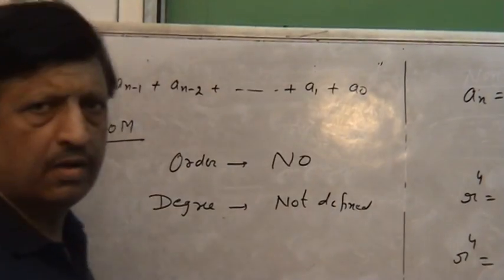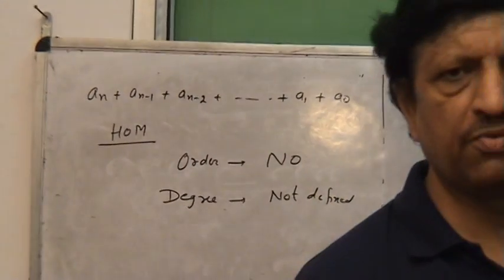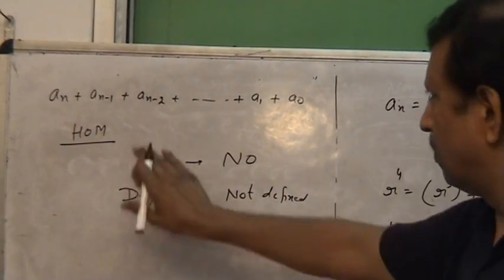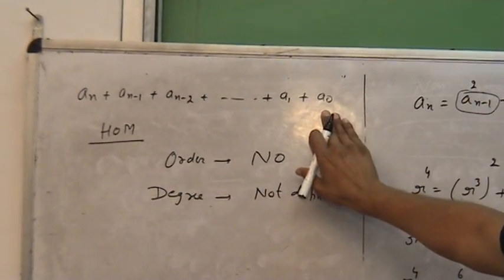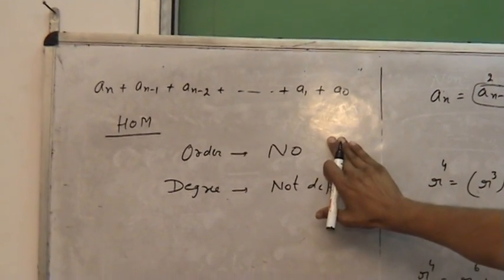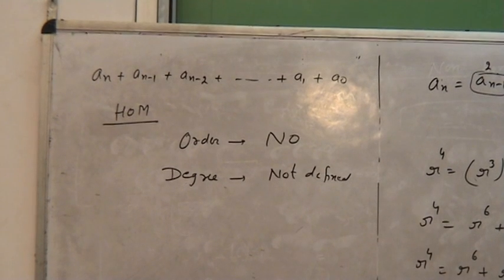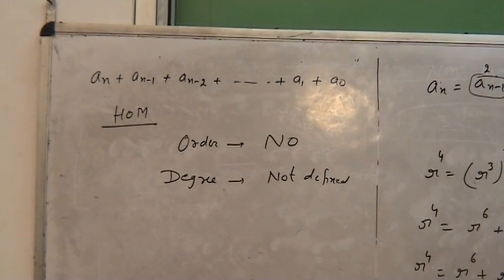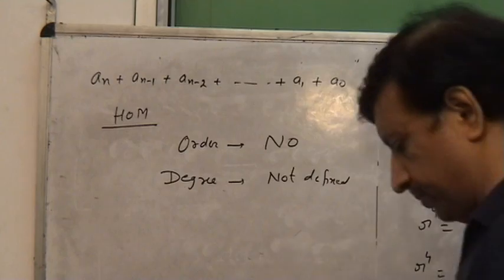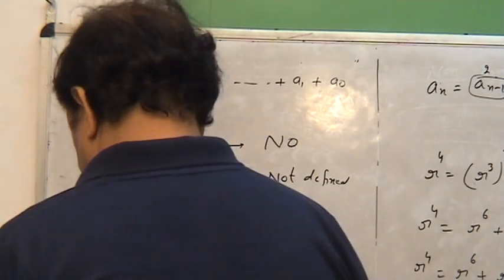It is just like a sequence, not a recurrence relation. It has reduced to the last term 0. We say it has no order and no degree, but still it is homogeneous.